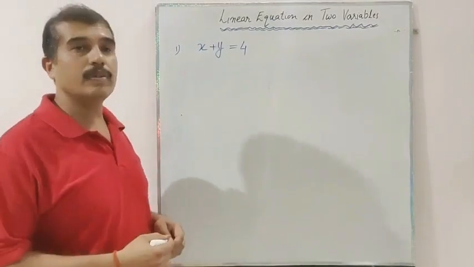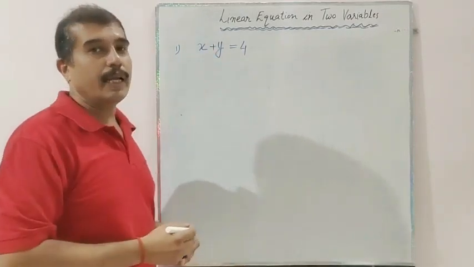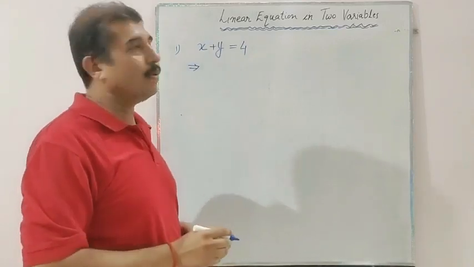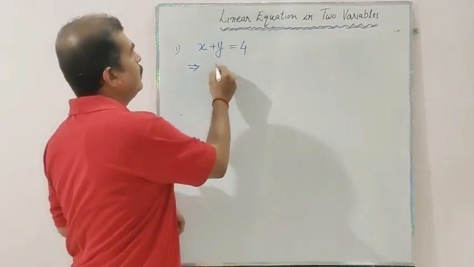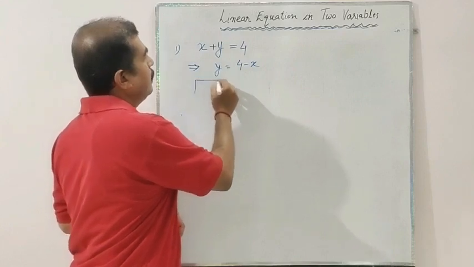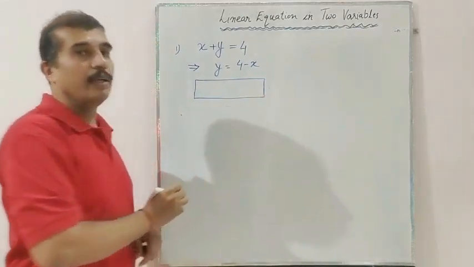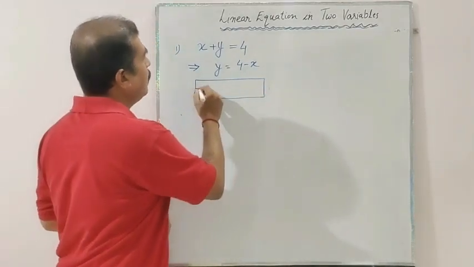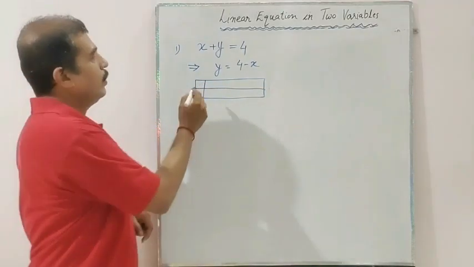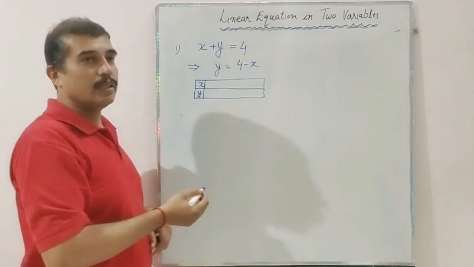Now we will study how to find out the solution of the given linear equation. We have the equation x plus y is equal to 4. We will write it in terms of y is equal to 4 minus x, so that we can put some value of x and get some value of y. Very first step, we will make the table. The table is made with two columns, first x, another y. This is the equation we now have.